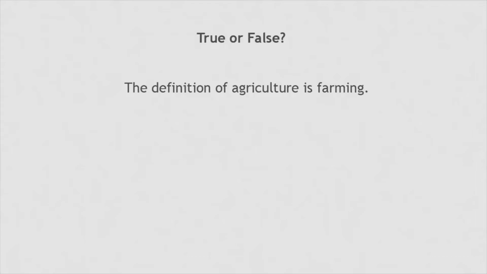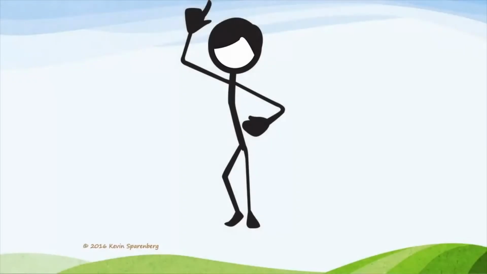True or false? The definition of agriculture is farming. If you chose false, you are correct. Remember, agriculture is much more than farming.